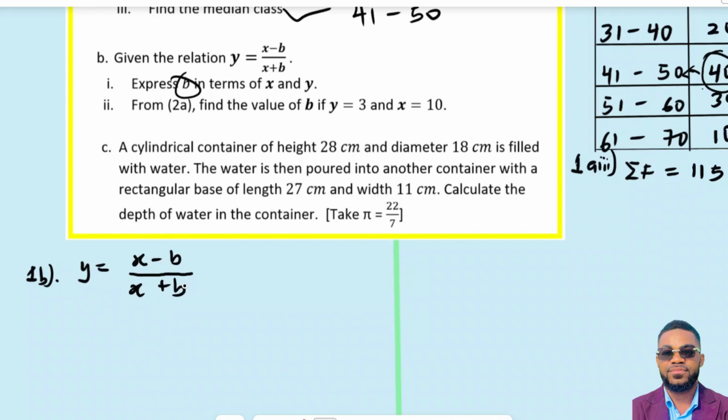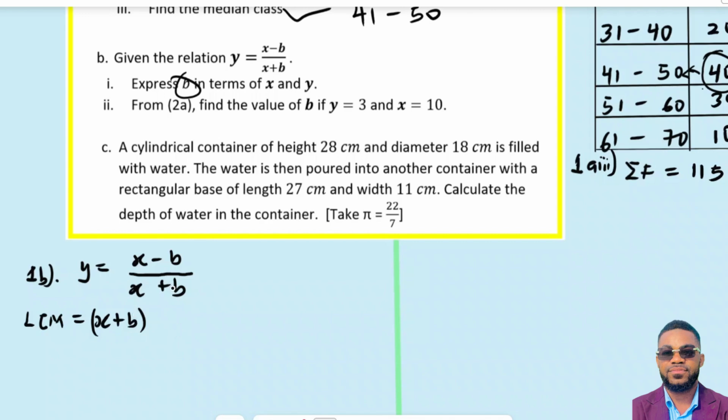So this is a relation involving fractions. So first of all, we have to do away with the fraction. And how do we do that? We have to get the LCM. And the LCM, so that's going to be x plus b. That's a binomial. So I'm going to multiply through by the LCM, which is x plus b.